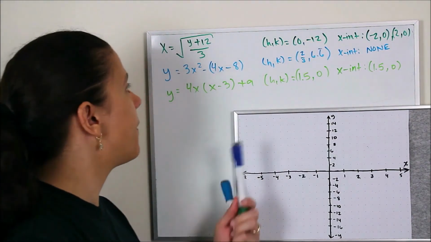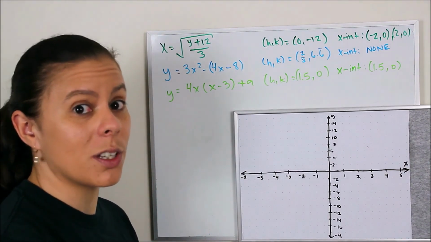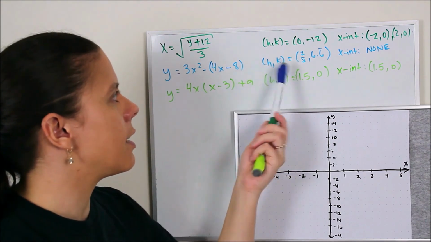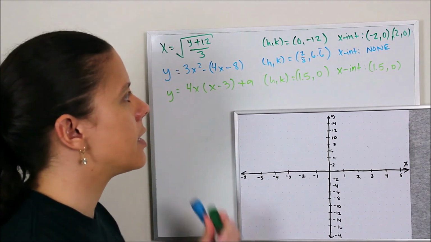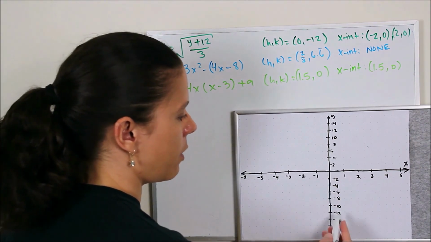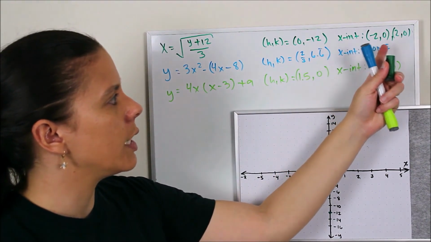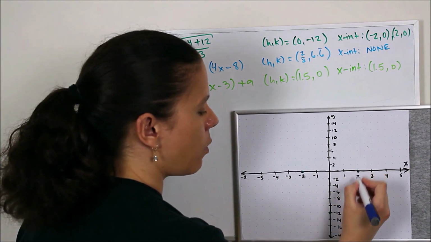So in this 3, the first one that we have is that weird one that we had, right? That we didn't even know if it was going to be a quadratic equation, but it is. And we found out that the vertex of that graph is going to be at (0, -12). So we're just going to find it right here, (0, -12). And the x-intercepts are going to go to (-2, 0) and (2, 0). So it's going to be right here and right here.